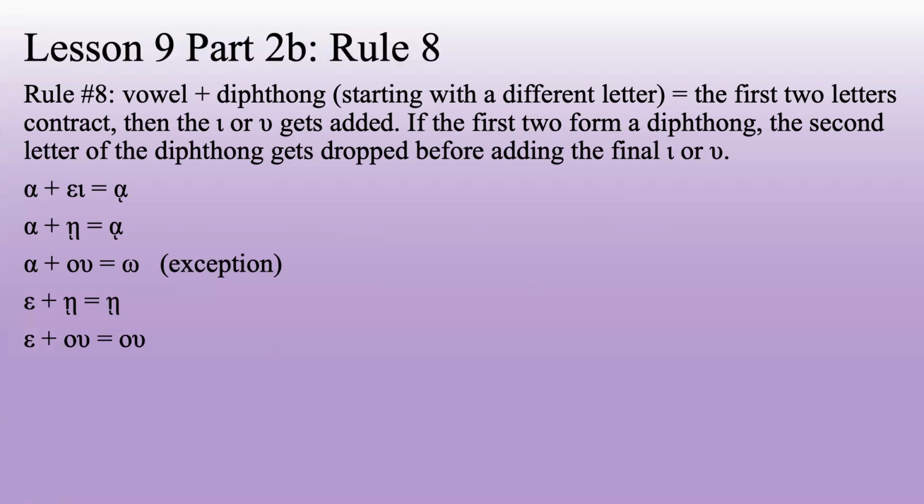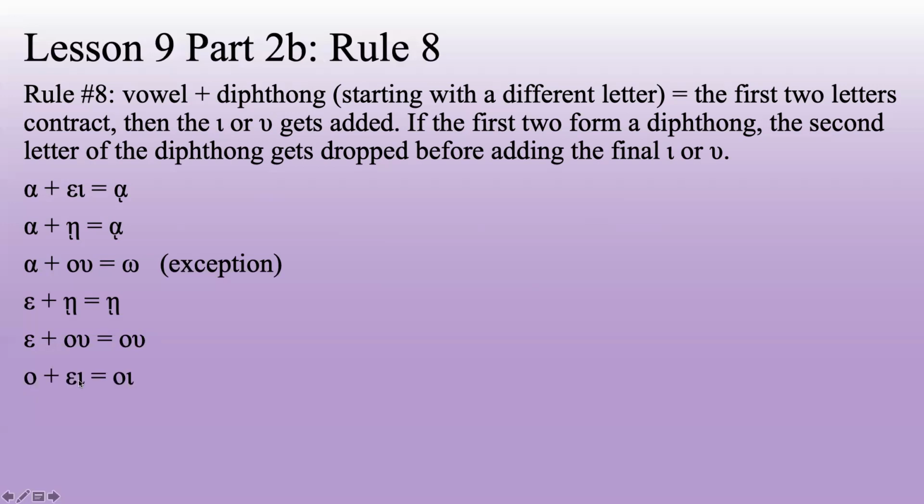Epsilon plus omicron upsilon. The epsilon and the omicron join together to make omicron upsilon, because that's a diphthong that we need to add the upsilon back onto. That's the second part here. The upsilon of the diphthong that we just made is going to drop off. And then this upsilon is going to get added, and it's going to be omicron upsilon. Really weird. I know, that's actually what's happening.